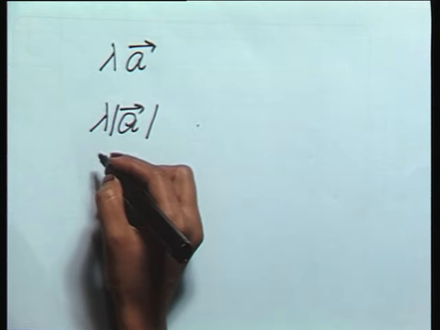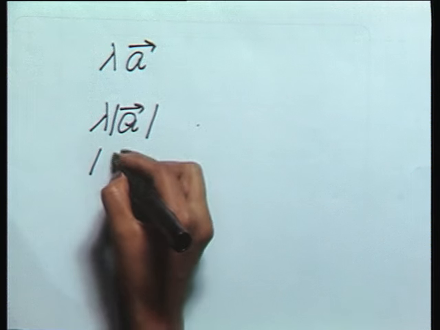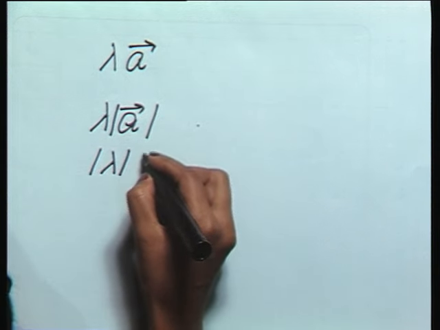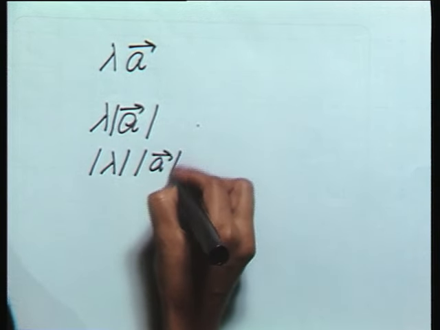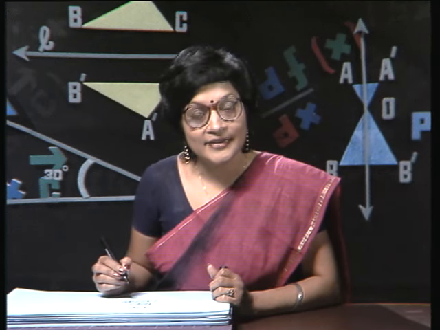What happens if the scalar lambda is a negative number? In that case, we could define the new vector lambda A to be one which has magnitude mod lambda times the magnitude of A and is in the opposite direction to that of A. Let us see how we would represent this vector lambda A geometrically.